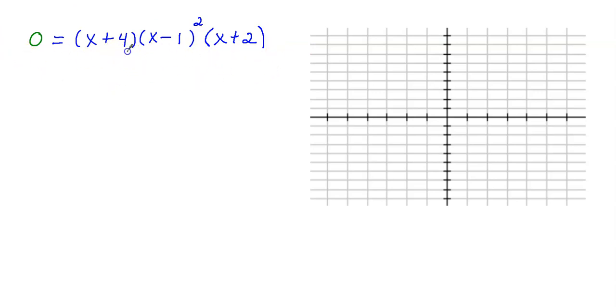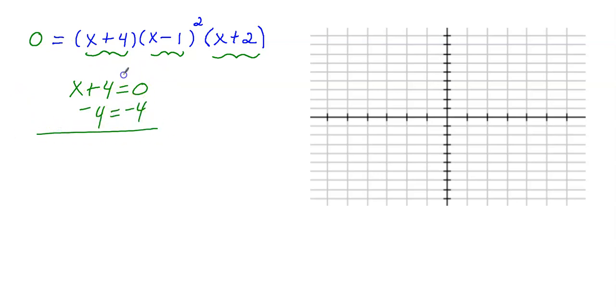So what I'm going to do to find the x-intercept is set each factor, this factor of x plus 4, this factor of x minus 1, and this factor of x plus 2, I'm going to set them all equal to 0. Let's start with x plus 4. So I'm going to say x plus 4 equals 0. Well, what do we get when we solve this? Well, we subtract 4 from both sides. And you should notice we get x equals minus 4, because 0 minus 4 is minus 4.